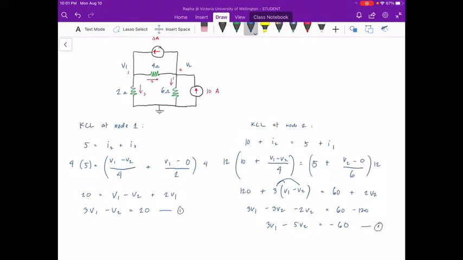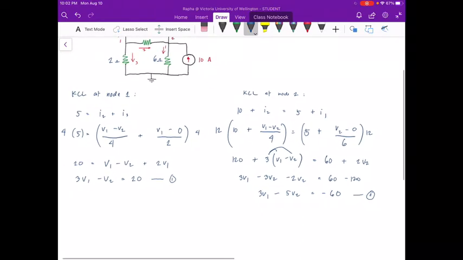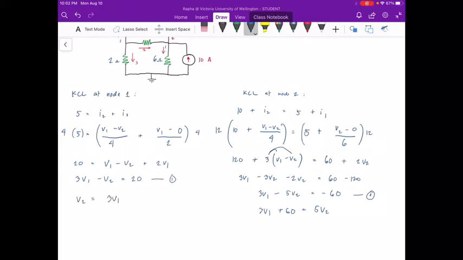What's going to happen next is that I will just tweak this equation so that we avoid the negative signs. We have 3V1 plus 60 is equal to 5V2. While on this equation, we're just going to isolate the value of V2. So V2 is equal to 3V1 minus 20. And we are going to substitute the value of V2 here. So substitute.